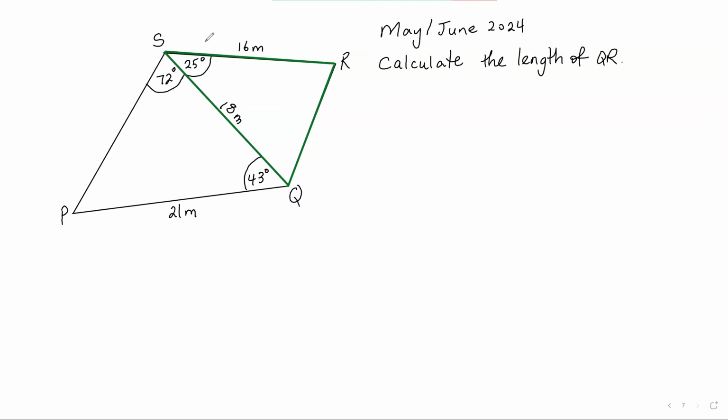If I were to take that triangle out, I could draw it on the side here, in the same orientation so it doesn't get confusing. So this is S, R, Q. I have this side, this is 25 degrees. This side is 16 meters, and this side is 18 meters. And I need to find RQ. So RQ is really the side S, since it's opposite angle S. And then 18 is R, and Q is 16.